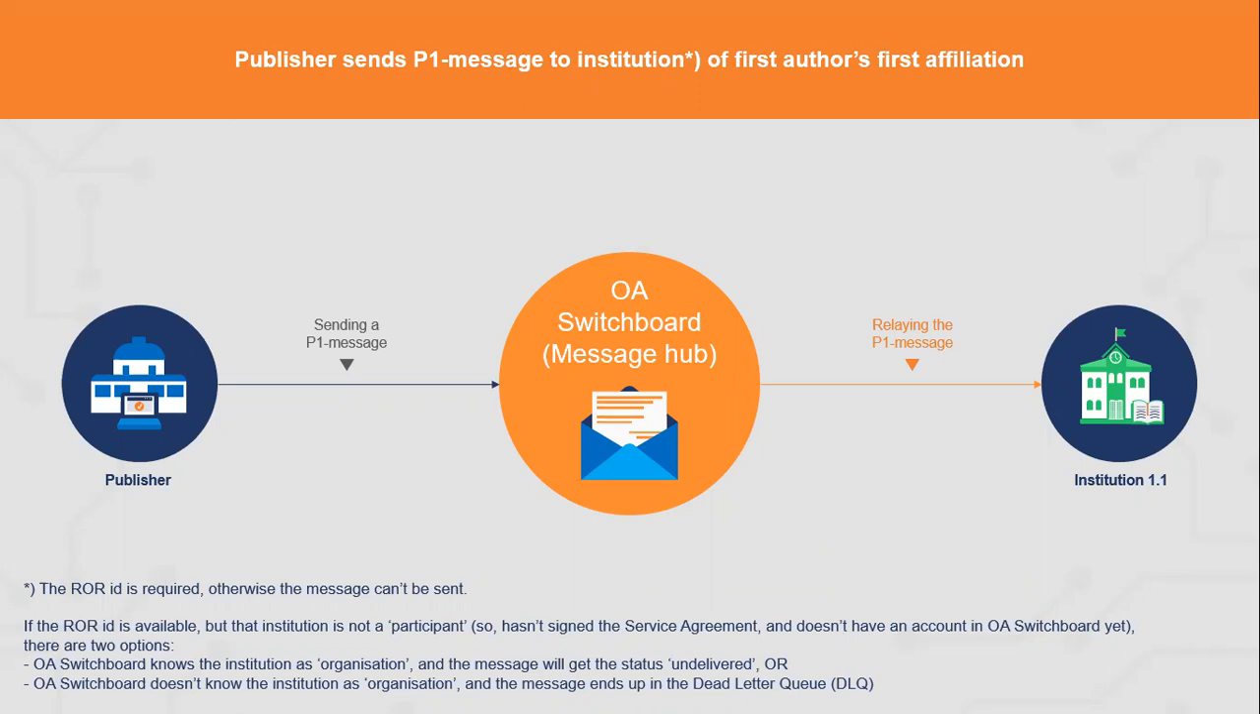If the ROR ID is available, but that institution is not yet a participant of the OA Switchboard, there are two options. The OA Switchboard knows the institution as an organization and the message will get the status undelivered. Or the OA Switchboard doesn't know the institution as an organization and the message ends up in the dead letter queue.